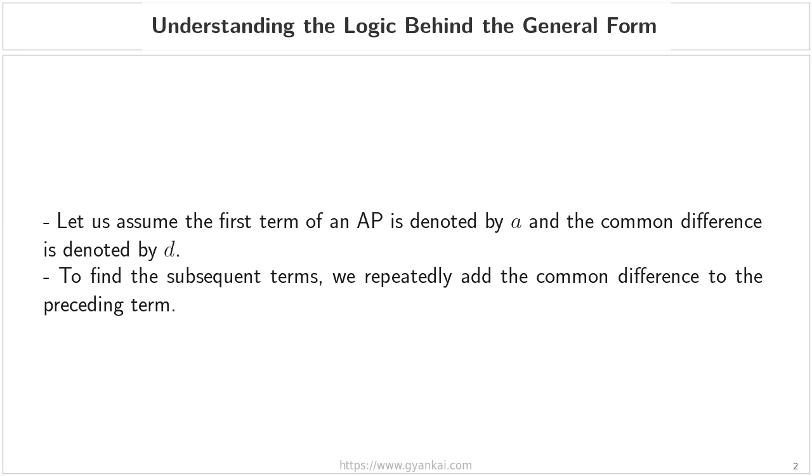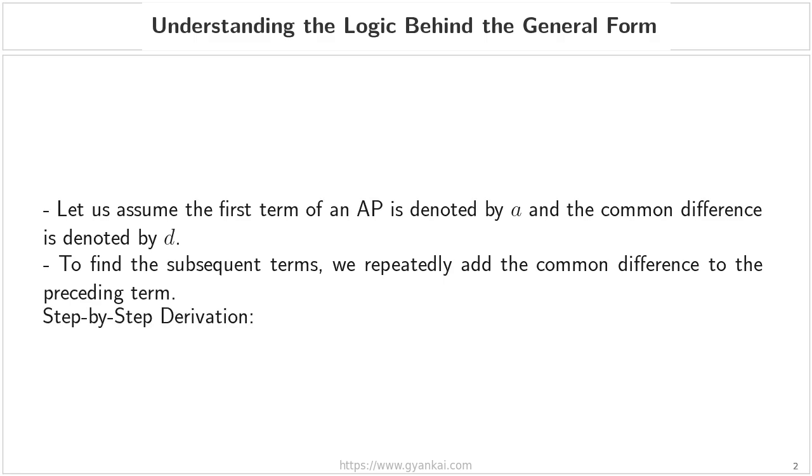Understanding the logic behind the general form. To begin, let's use standard notation. We will denote the first term of our sequence as a and the common difference as d. The fundamental rule of an AP is quite simple. To find any term that follows, we just repeatedly add that common difference, d, to the term right before it. Let's derive this step by step so you can see the pattern clearly.